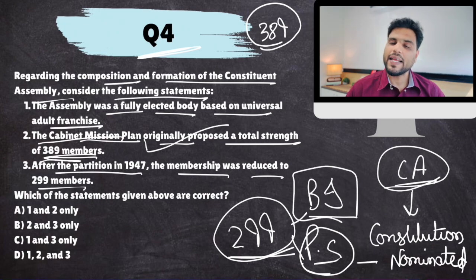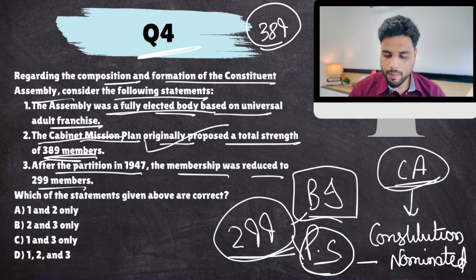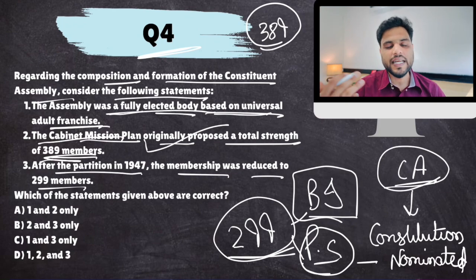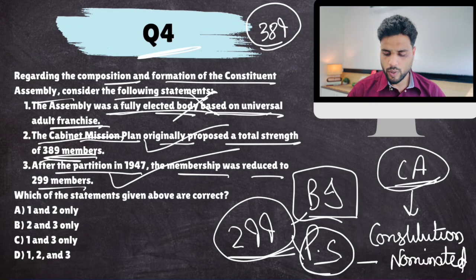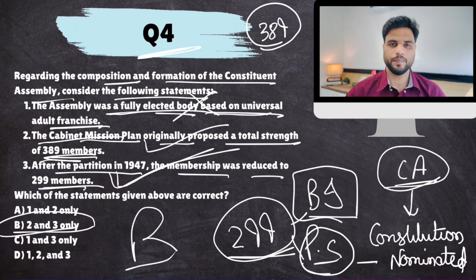elected by the elected members of state assemblies. So it won't be direct elections by the people. So it was not a fully elected body based on universal adult franchise because the voters were not the people. The voters were elected members of provincial assemblies. So this is definitely false. Yes, 299 members is absolutely correct. So the answer would come out to be B.